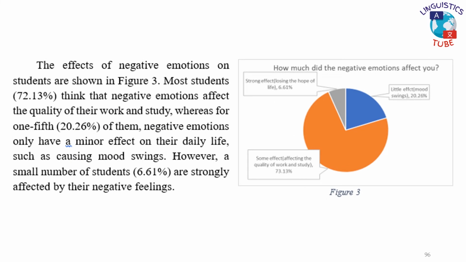The effects of negative emotions on students are shown in Figure 3. Most students, 72.13%, think that negative emotions affect the quality of their work and study, whereas for 1/5, 20.26% of them, negative emotions only have a minor effect on their daily life, such as causing mood swings. However, a small number of students, 6.61%, are strongly affected by their negative feelings.